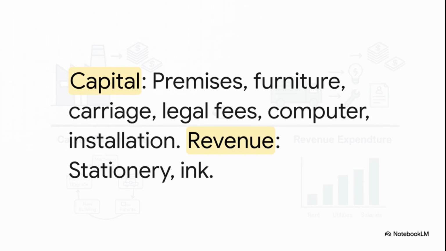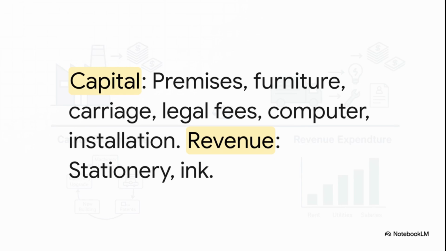All right, the premises, furniture, and computer, those are clearly long-term assets, so they're capital. The cost to ship the furniture and the legal fees to buy the premises are also capital, since they're direct costs of getting those assets. Same with installing the computer. It's necessary to make it operational. On the other hand, stationery and ink are things you use up in your daily operations, which makes them classic revenue expenditures.